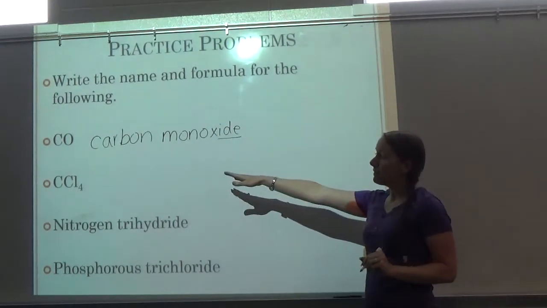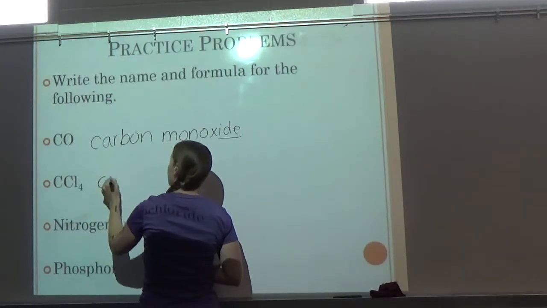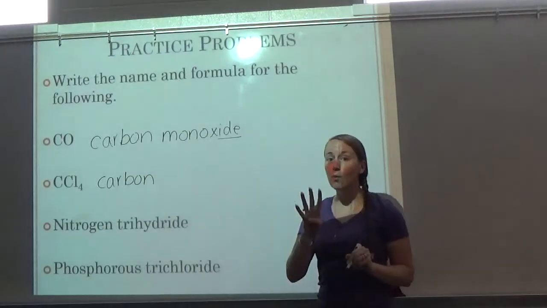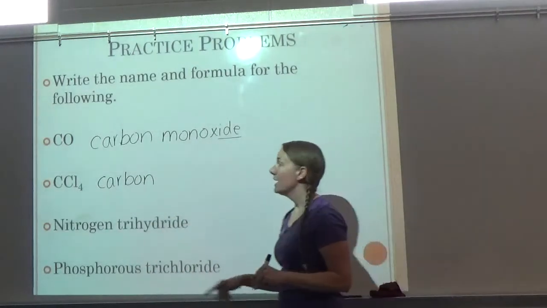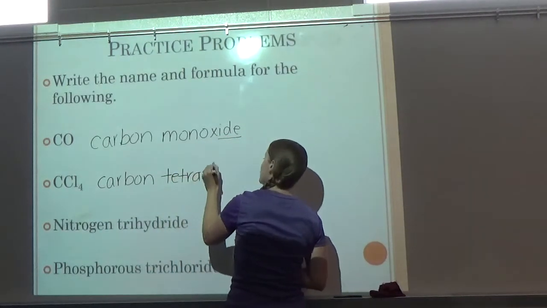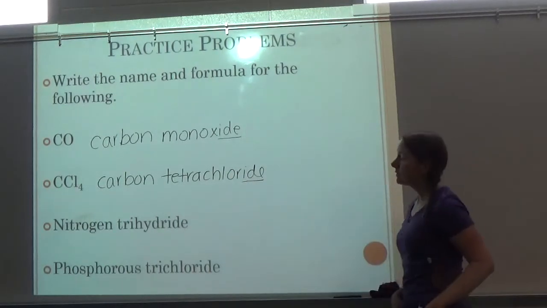All right, my second one, my first element only has one, so again, I'm not going to use a prefix. C is carbon. My second element has 4. 4 is tetra. And so chlorine becomes chloride, so it's carbon tetrachloride. Don't forget to do that ide ending.